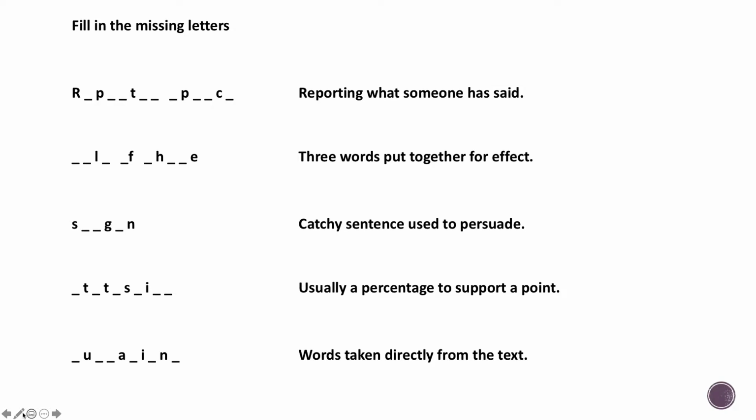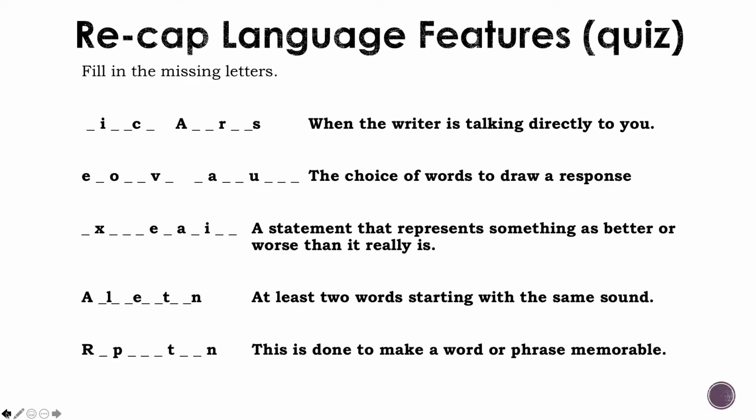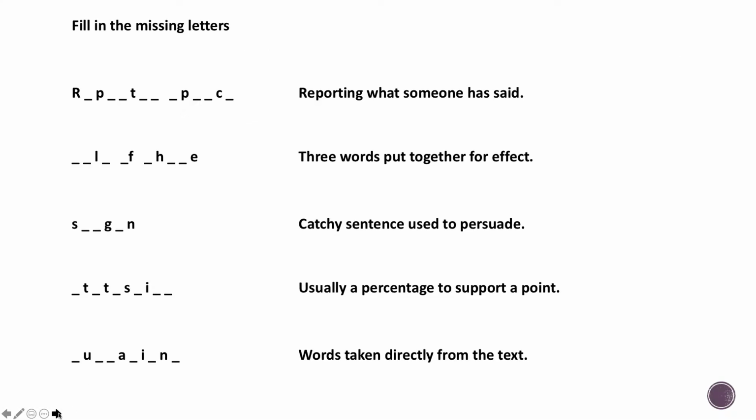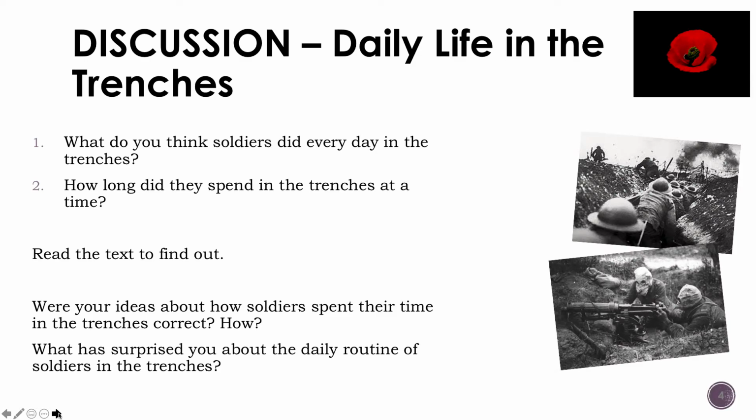Okay. So, like I said, just a quick recap of those different ones. So, direct address, emotive language, exaggeration, alliteration, repetition, reported speech, rule of three, slogan, statistics, quotation. Okay, good. So, what we're going to look at first of all is a text, which is about daily life in the trenches during World War I.